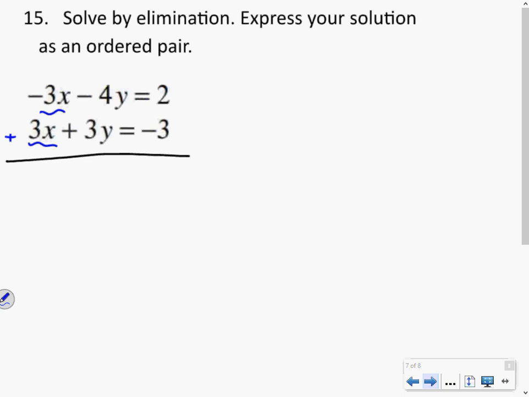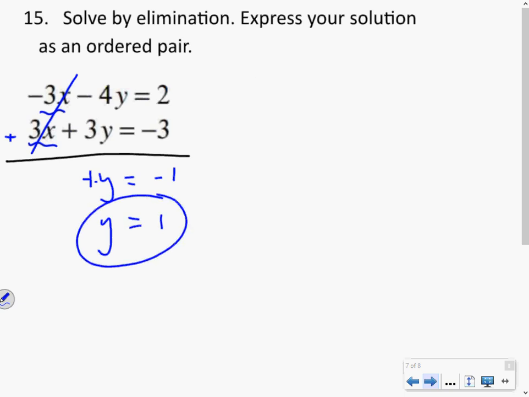Okay, if we add -3x plus 3x, those cancel. -4y plus 3y gives us -y. 2 plus negative 3 gives us -1. And then we can divide by the -1 on each side to find that y equals +1.